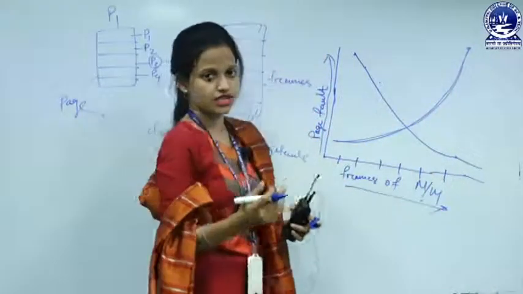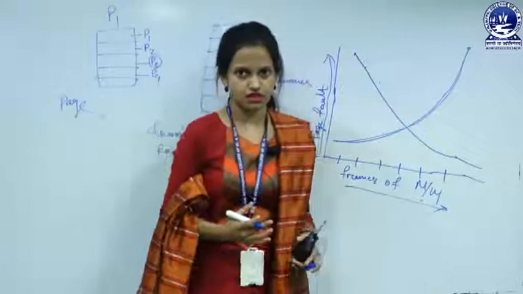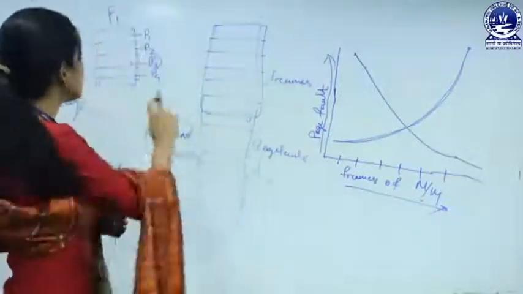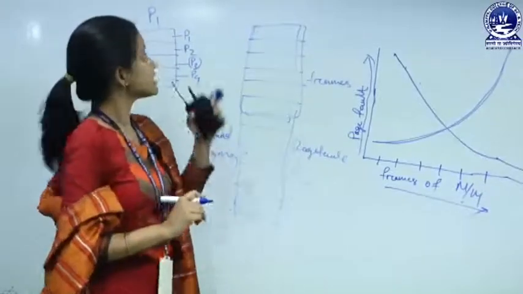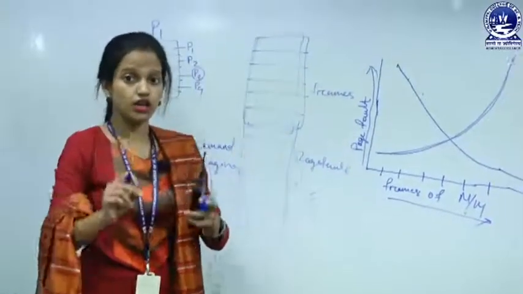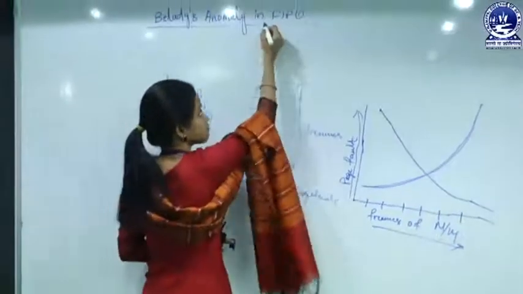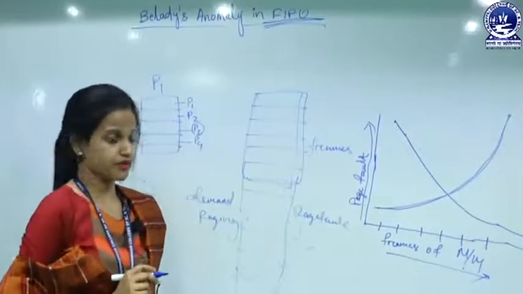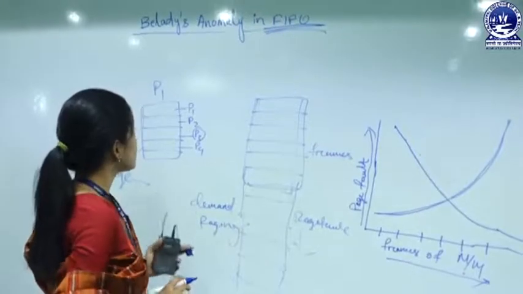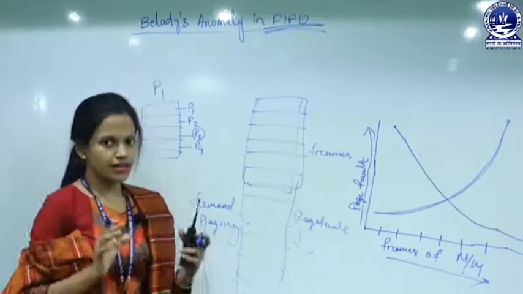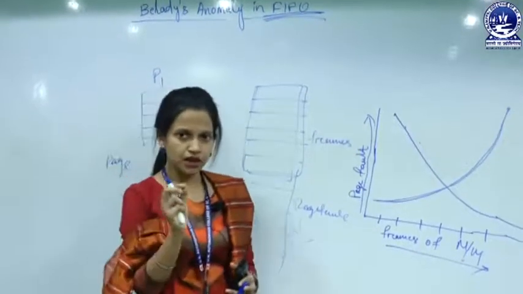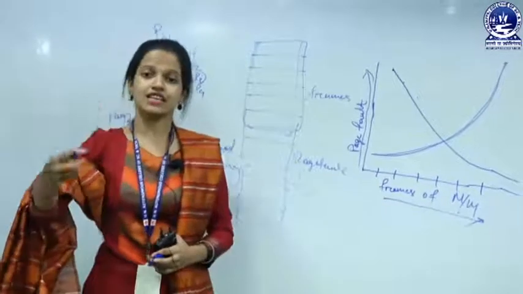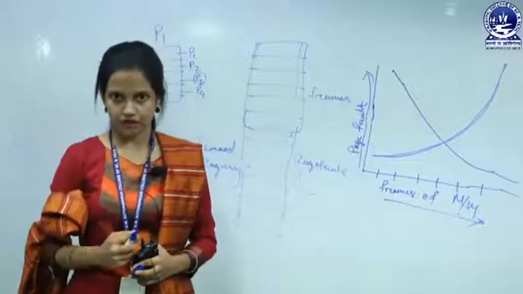So this is obviously an abnormal condition. It should not be that. That condition is called Belady anomaly, and this Belady anomaly always occurs in the First In First Out (FIFO) page replacement algorithm. Fine. So what is this Belady anomaly? The Belady anomaly is that the number of page faults increases with increasing the number of frames of the main memory.